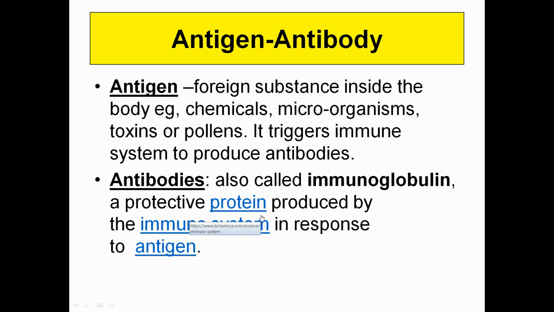Now the terms antigen and antibody will be frequently used in this chapter. First of all, we need to understand the term antigen. Antigens are foreign substances inside the body, for example chemicals, microorganisms, toxins, or any sort of pollen which is not required by the body. They trigger the immune system to produce antibodies. Antibodies are the bullets which the guard, the immune system, uses to kill antigens. So what are antibodies actually? These are also referred to as immunoglobulins, protective proteins produced by the immune system in response to the antigen.